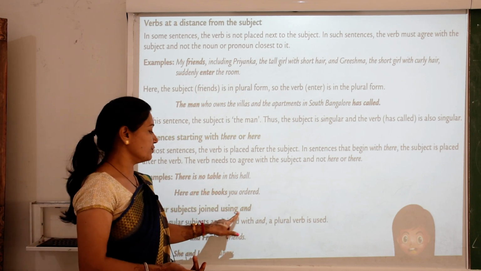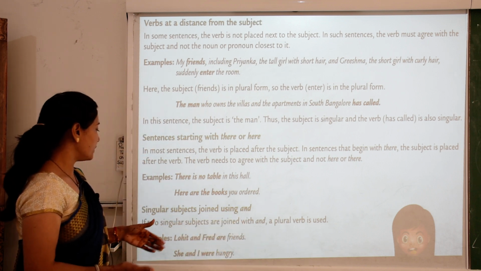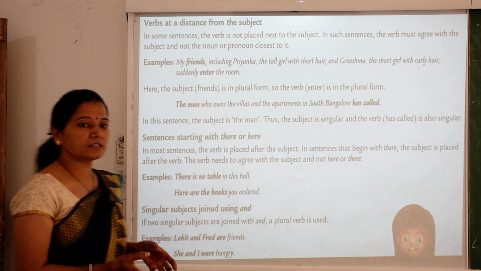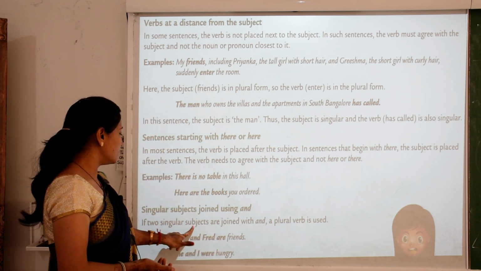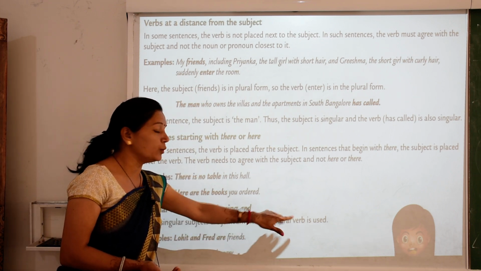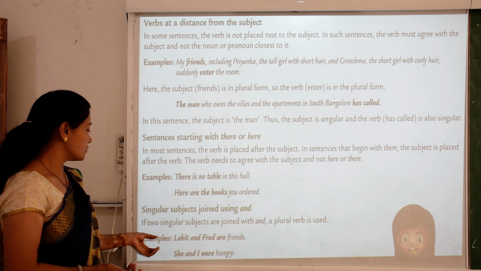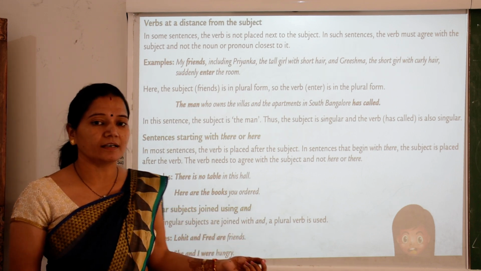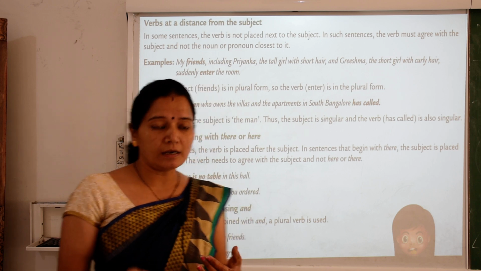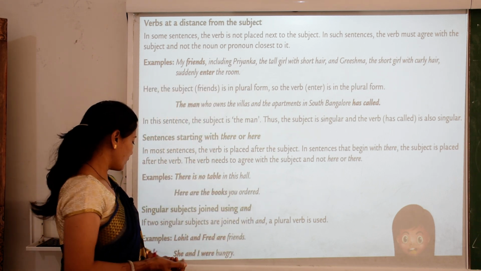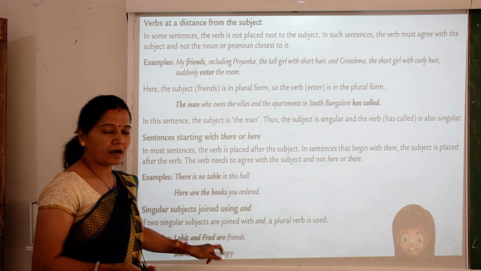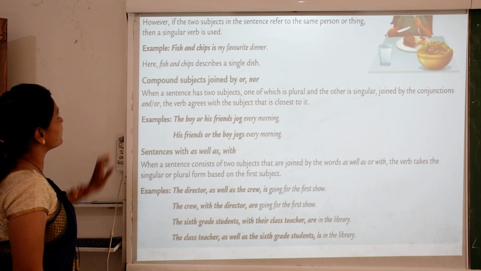Singular subjects joined using and. If two names are joined with and, then what will we do? If two singular subjects are joined with and, a plural verb is used. So if two different nouns are there, we'll place a plural verb. Rohit and Fred are friends. She and I were hungry. Let's move into the next.